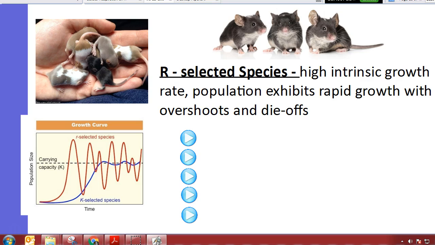Fast. All right, R. So if you just want to write high intrinsic growth rate, if you want to write that they experience overshoot and die off, you can, kind of up to you. So because they grow so fast, a lot of times they'll overshoot their carrying capacity. And then what we end up seeing is they end up dying off. So they have a lot more unpredictable population growth.